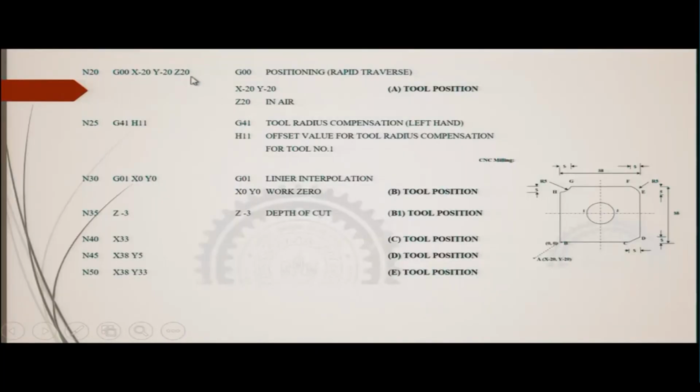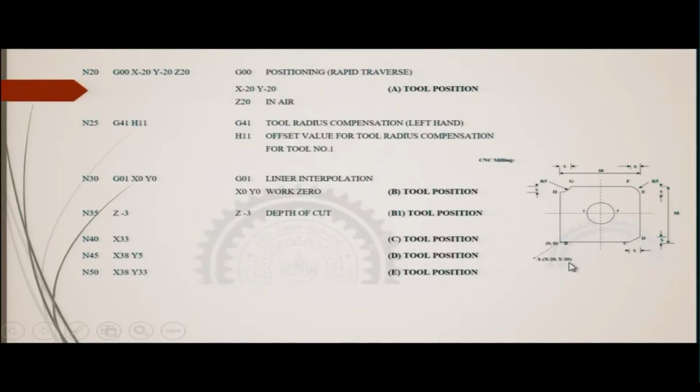Now, z20 in air, and you understand that this is x20, y20, the tool is positioning at this point. So, this point coordinate is A, and along the z it is 20. It will be just above the workpiece, not touching, it is in the air, away from the workpiece by 20, and 20 in the x and y coordinates accordingly.